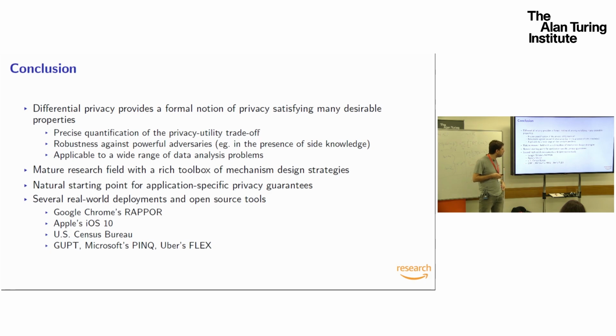The US Census Bureau is also using differential privacy to release, I think, some location data. And there are at least 3 systems I'm aware of that are released as open source: GUPT, Microsoft PING, and Uber's FLEX that was released last year.